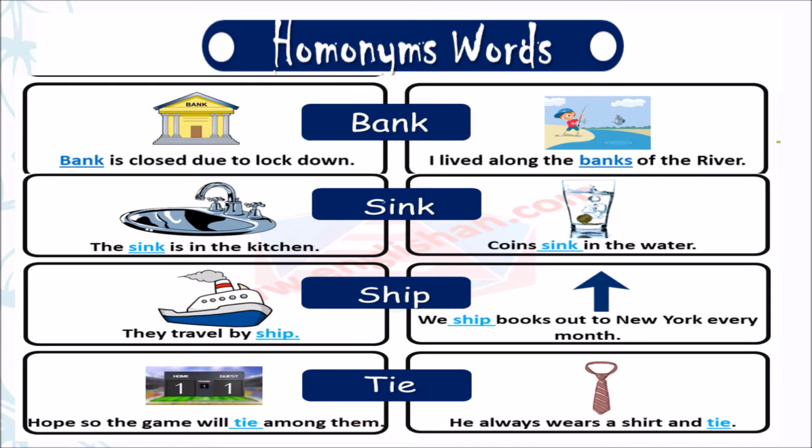Next we have ship. They travel by ship. We ship books out to New York every month. Then we have tie. Hope so. The game will tie among them. He always wears a shirt and tie.